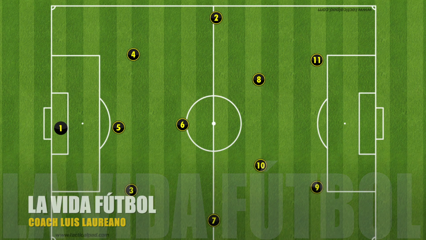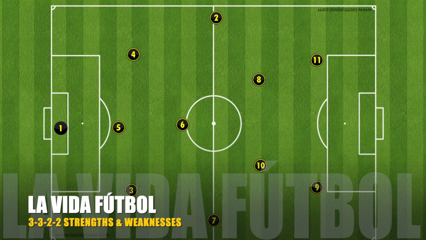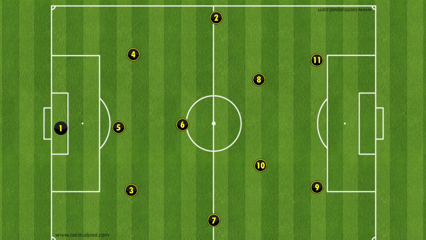Today's video is a tactic video on the 3-3-2-2 formation. We're going to talk about the strengths and weaknesses of this formation, both offensively and defensively.